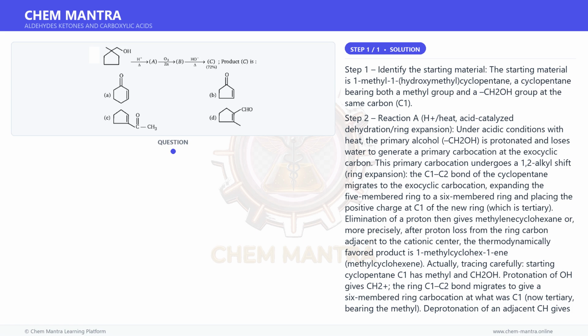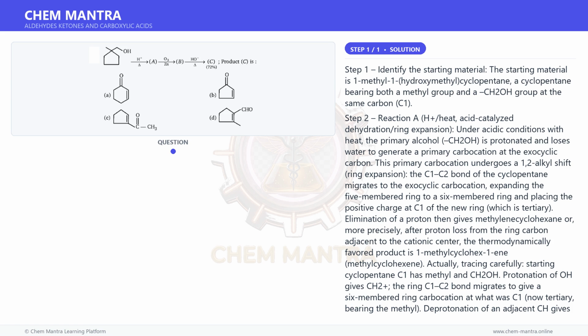Step 3. Reaction B. O3, then Zn, ozonolysis with reductive workup. Ozonolysis of 1-methylcyclohexene cleaves the double bond. Since the double bond is endocyclic in a 6-membered ring, cleavage opens the ring and gives a single bifunctional compound, a 6-carbon chain, actually a 1,6-dicarbonyl compound. The double bond carbon C1, bearing methyl, becomes a ketone end, and C2, the CH, becomes an aldehyde end.